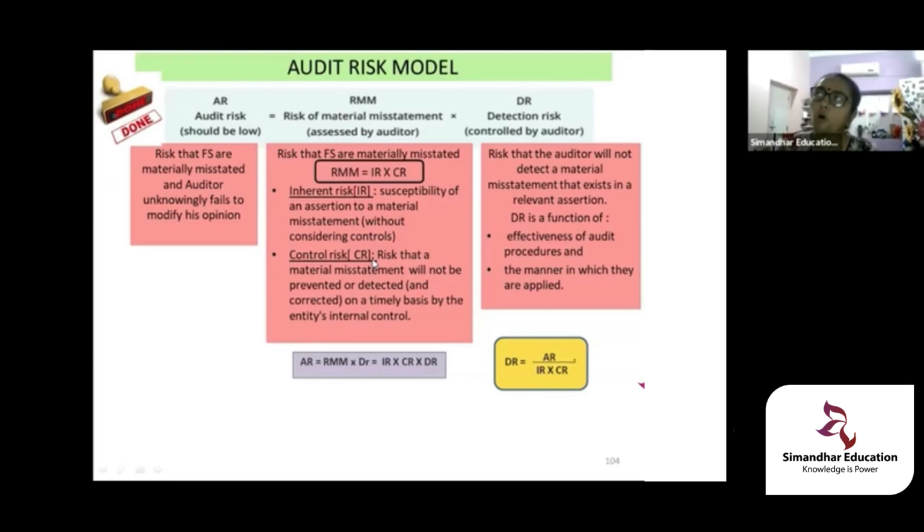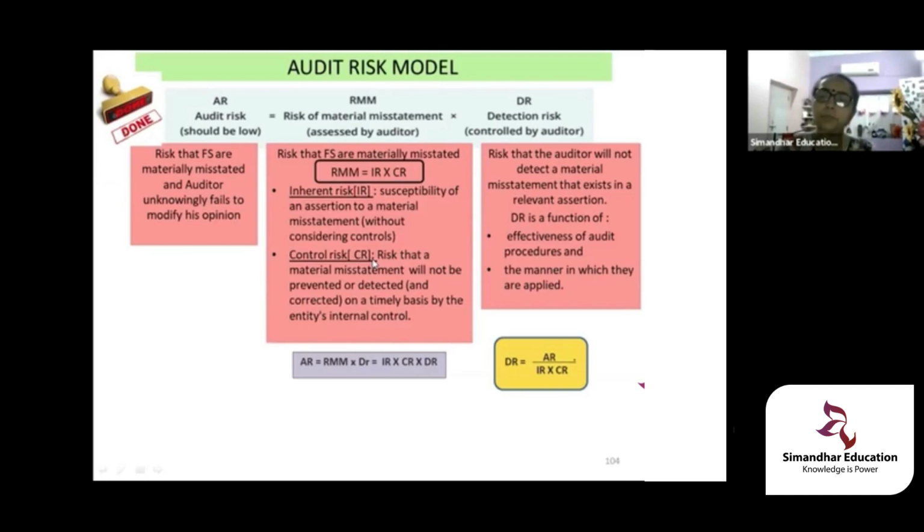So, how much to reduce becomes difficult. How do you decide? It depends on the acceptable audit risk by the auditor, correct? Up to the acceptable level, yes. Up to the extent of tolerable misstatement, I will go on reducing the detection risk. How much to reduce is again dependent on the auditor's judgment.